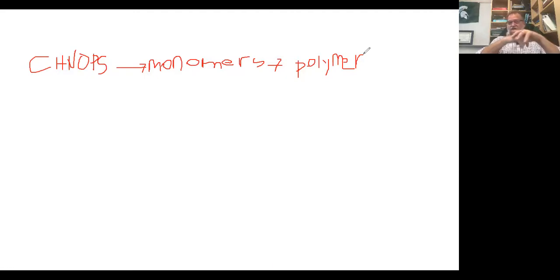It's our ability to convert polymers into monomers and then take those monomers and build our own polymers that gives us the ability to build our bodies, maintain our bodies, and live.